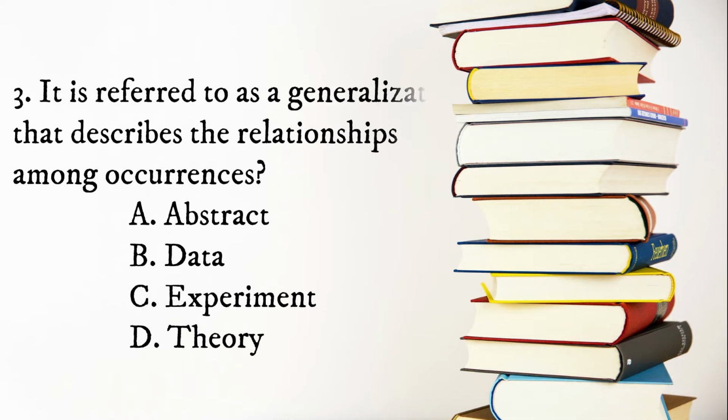Number 3. It is referred to as a generalization that describes the relationships among occurrences. A. Abstract, B. Data, C. Experiment, or D. Theory?